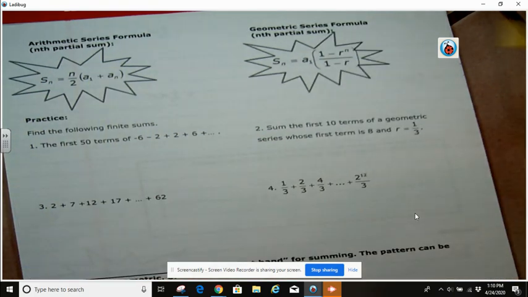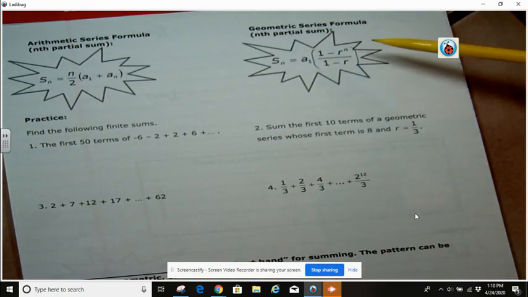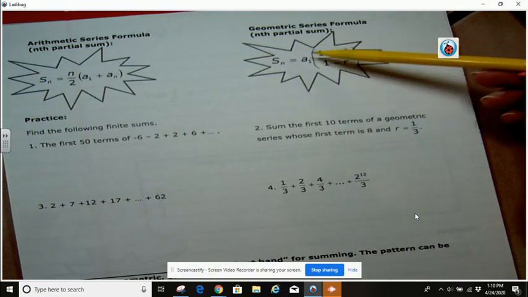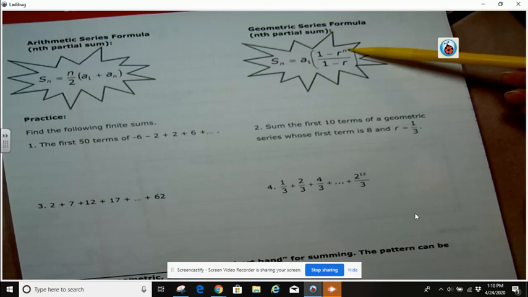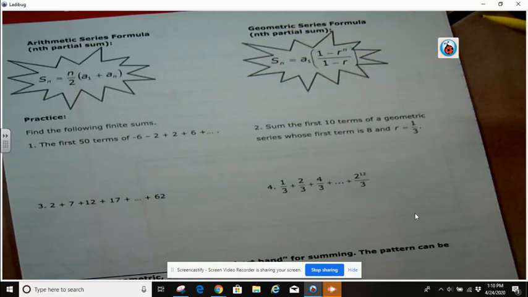Then over here, again, exponential. So it's got some exponents involved. We need the first term, we need the common ratio, and we need to know to what term we want to sum the series, and this is equal to the sum of that series.